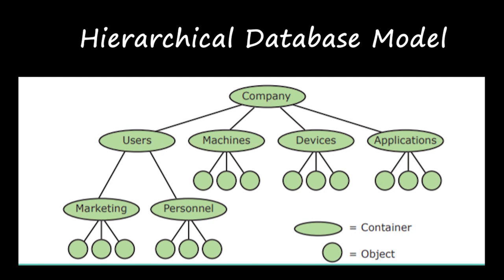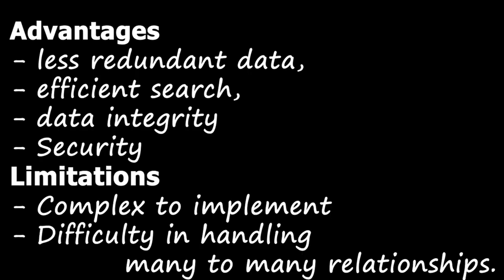In this model, we have many advantages like less redundant data, efficient search, data integrity, and security. In this model, we have some disadvantages also. It is very complex to implement. It is difficult to handle since it has many relationships, right? Many to many relationships are there, so it is hard to handle.